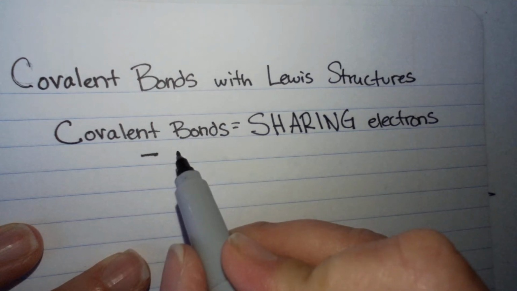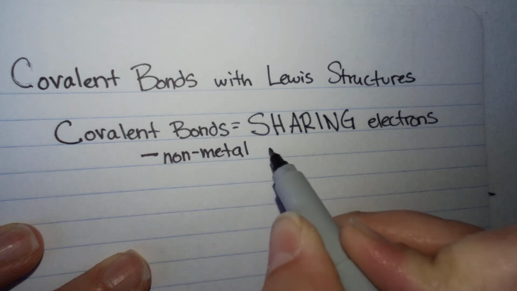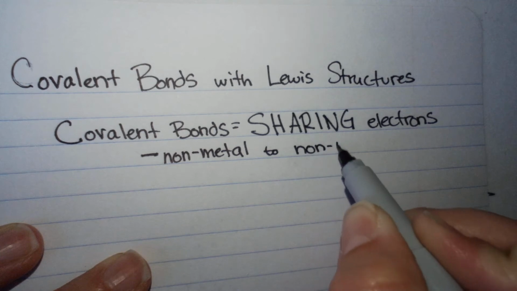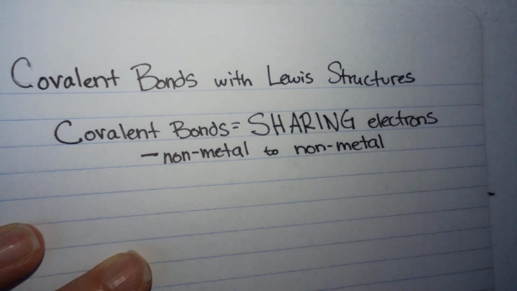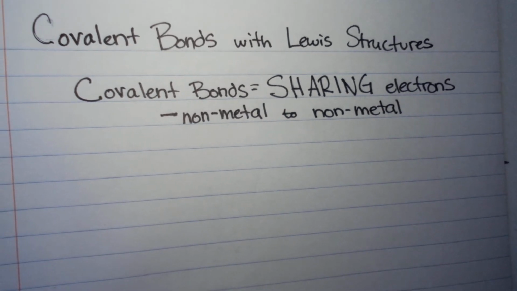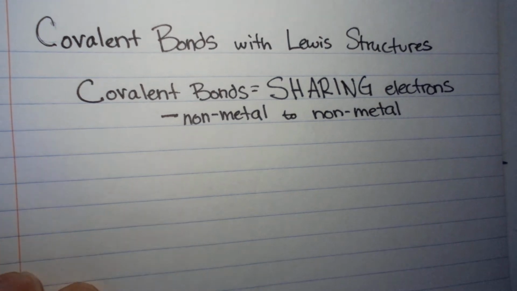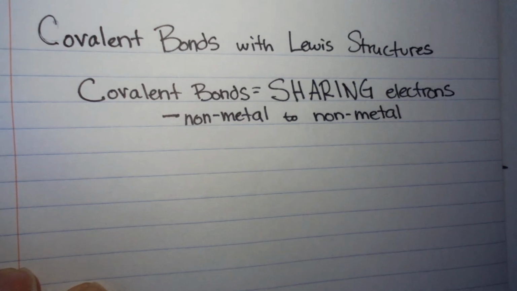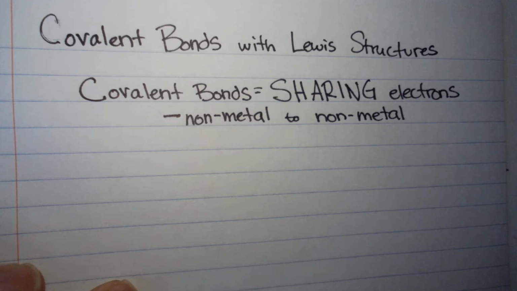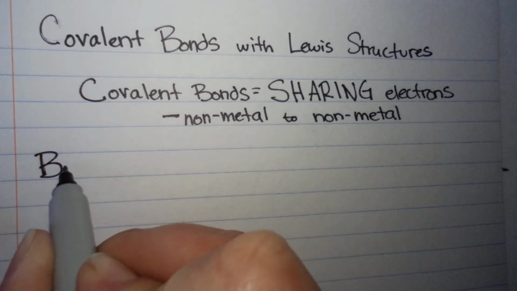Covalent bonds are bonds between nonmetals, nonmetal to nonmetal bonds. So let's look at a bond between two nonmetals, and we'll go ahead and start with a diatomic atom, just to throw that word out there again for practice.